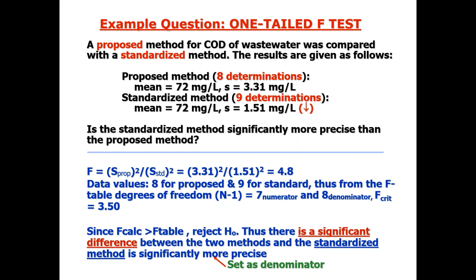Okay, go to the example. You have a proposed method. You run 8 replicates and you get a mean of 72 milligram per liter, 72 ppm, with a standard deviation of 3.31, and then the standardized method with 9 replicates, 72 ppm also, but with a standard deviation of 1.51. Now look at the value of standard deviation. Is there any difference? Yes. The first one is 3.31. The second one is 1.51. The standardized method has a lower standard deviation. As such, it is more precise. Okay. There is a difference in precision where the standardized method is more precise.